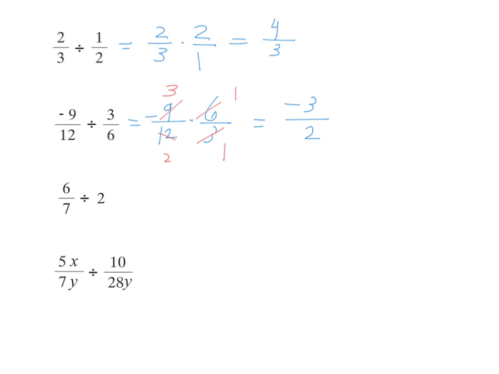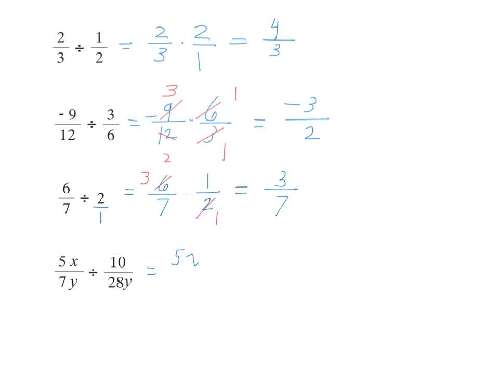For the next example, you see something a little different. We need to multiply by the reciprocal of 2. The reciprocal of 2 is just 1 over 2. Now looking for numbers in common, 2 goes into 6 3 times. So I have 3/7.